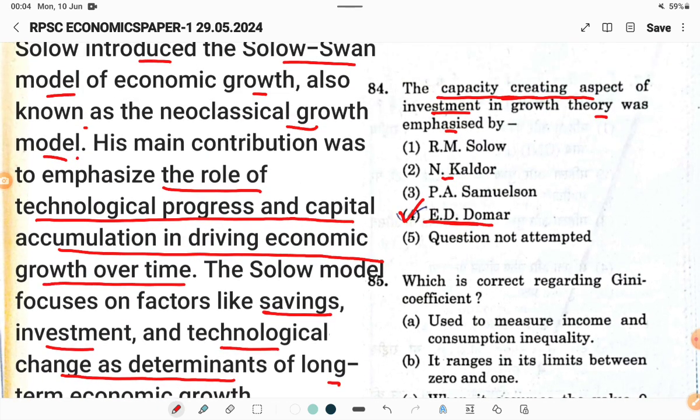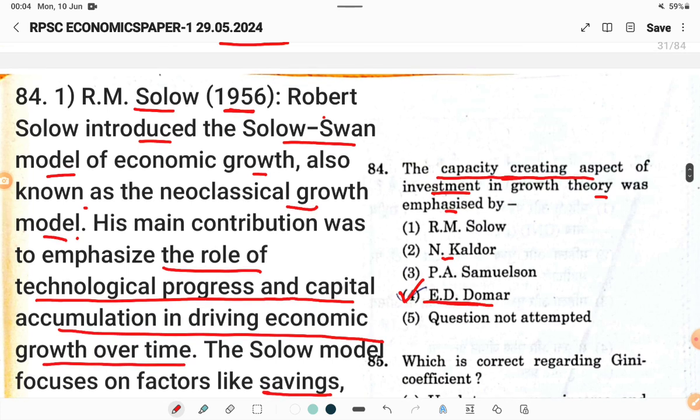1946. Domar's key contribution to growth theory is known as the Domar model or Harrod-Domar model, developed in collaboration with Nicholas Kaldor. This model emphasized the importance of investment in creating capacity and generating economic growth. Domar highlighted that investment not only leads to immediate output but also builds the productive capacity of the economy, leading to sustained growth over time. So if we talk about the summary of the whole question, Solow, 1956, emphasized technological progress and capital accumulation.